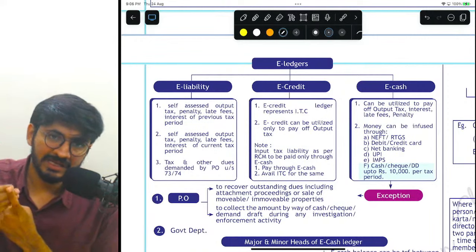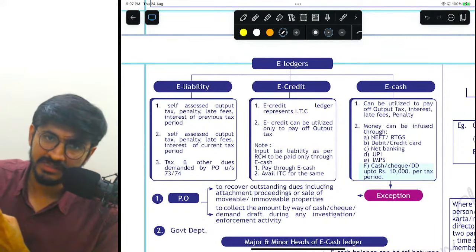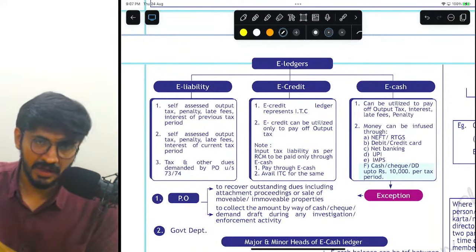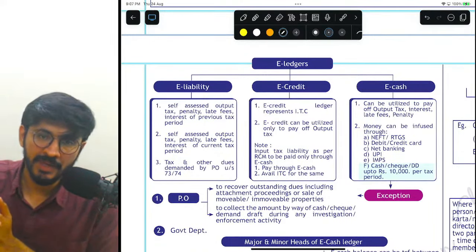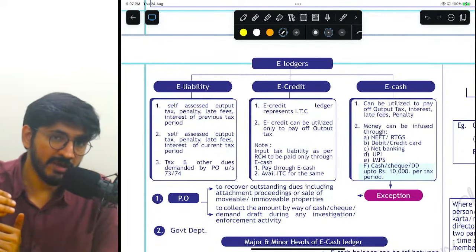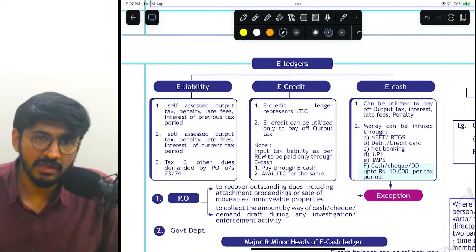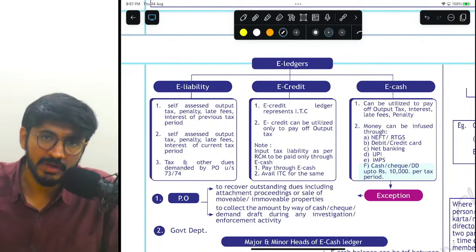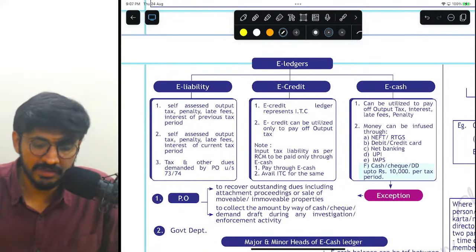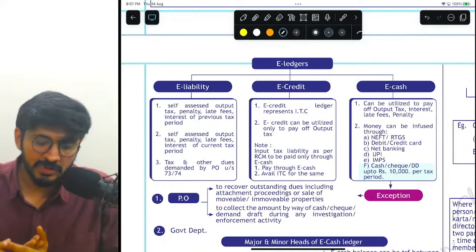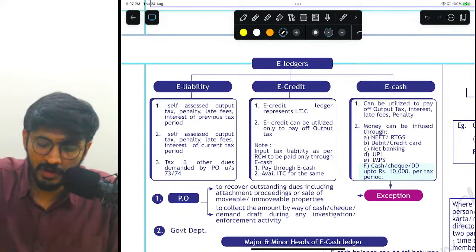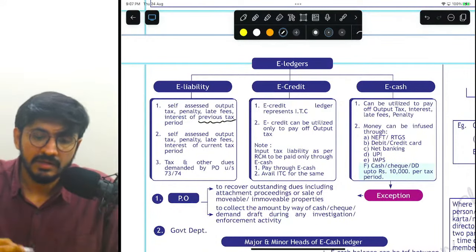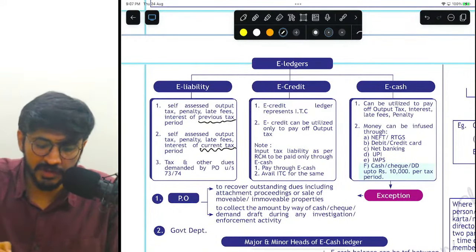And if you pay the tax late, it is accompanied with interest and penalty. And obviously, if you are paying the tax late, your return is also being filed late, which means eventually accompanied with late fees. So, output tax, interest, late fee, penalty. First, you will pay for the previous tax period. Then you will pay for the current tax period.